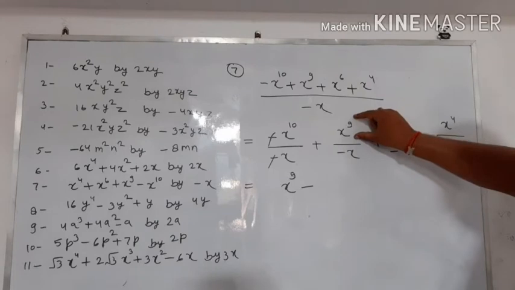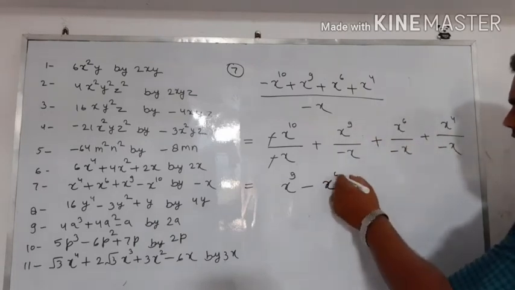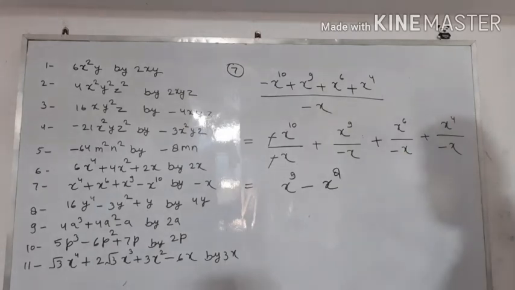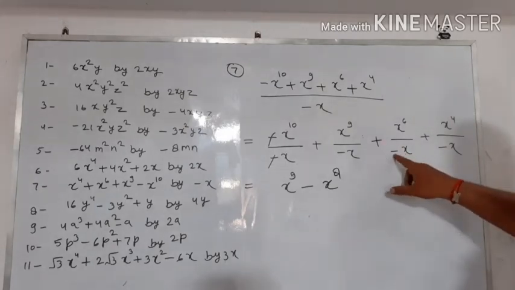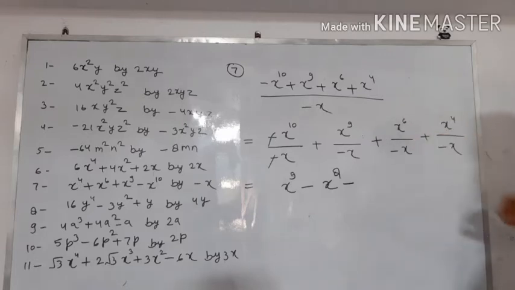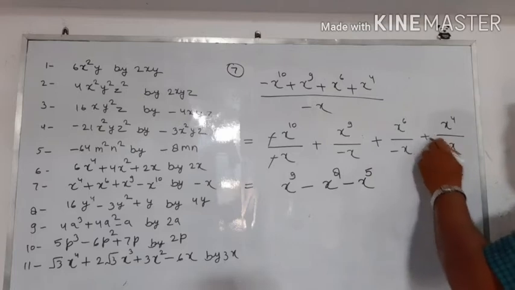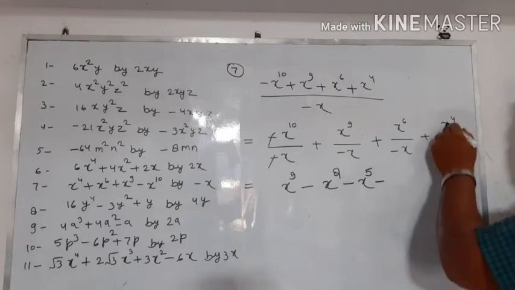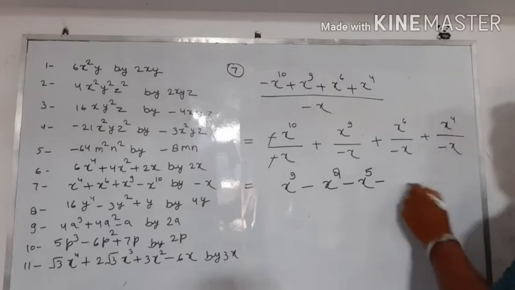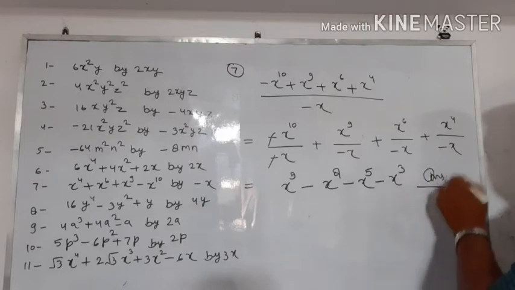And when x to the power 9 is divided by x, we will have only x to the power 8. Same here, plus and minus will become minus. When x to the power 6 is divided by x, we will have only x to the power 5. And same, plus minus will become minus. When x to the power 4 is divided by x, it will have x cubed. This will be our answer.